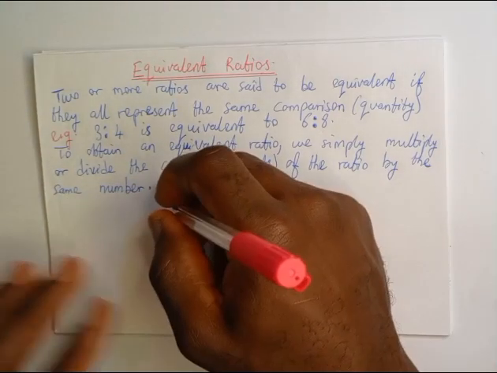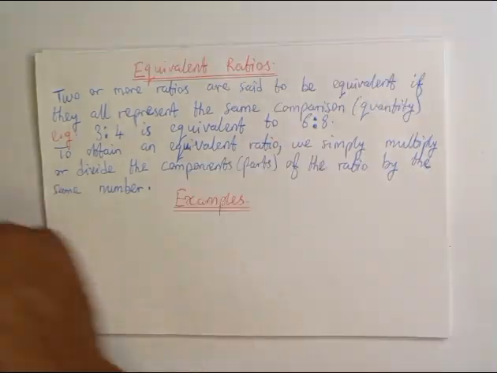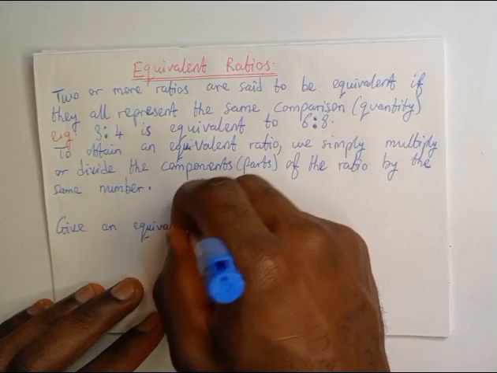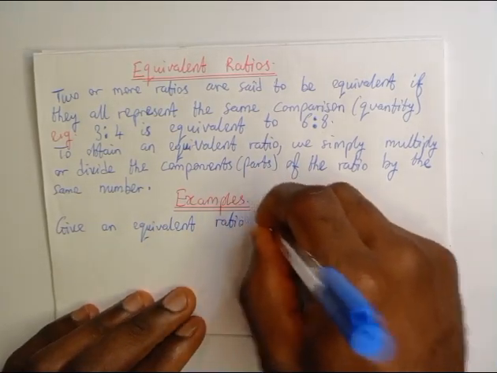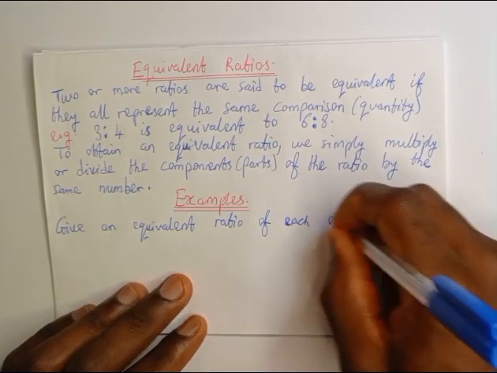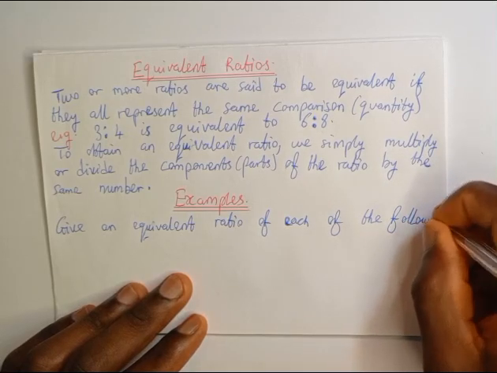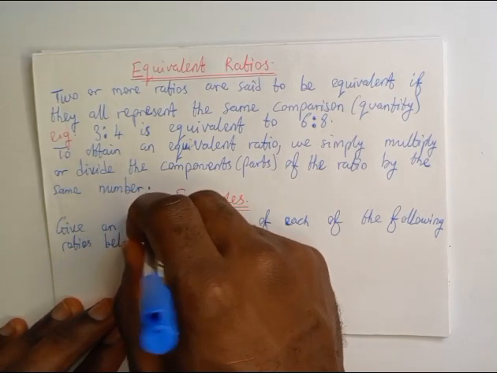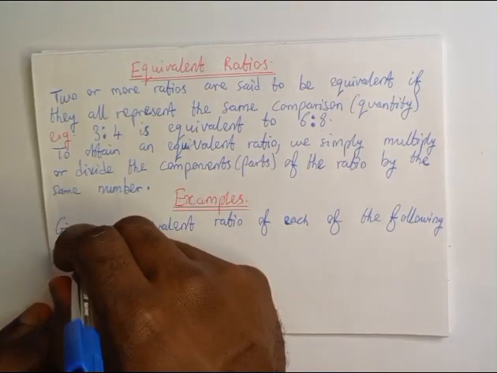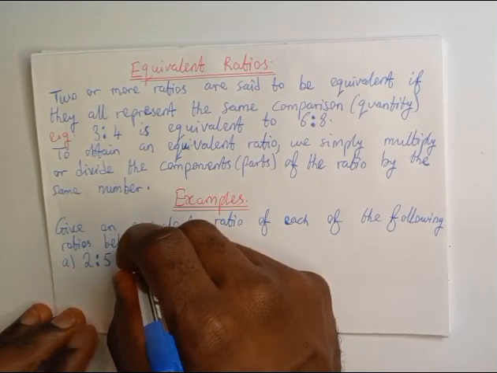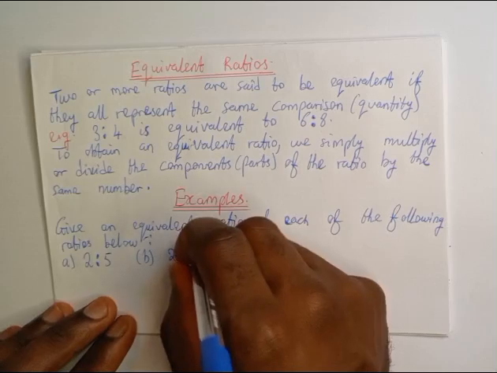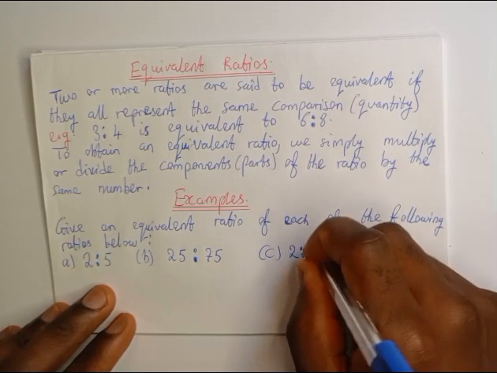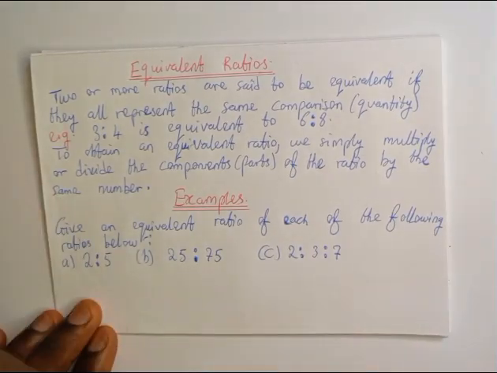Let's take examples. Give an equivalent ratio of each of the following ratios below. The first one, A, we have the ratio 2:5. B, we have the ratio 25:75. C, we have the ratio 2:3:7.